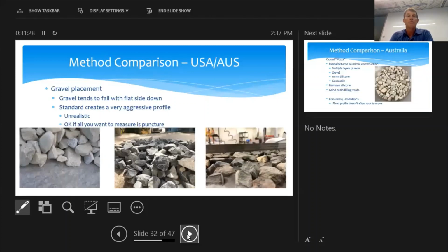So in terms of gravel placement, from a practical point of view, we noticed that when gravel was pushed out during the construction process, the gravel tended to fall with its flat sides down, which left the pointed sides up and exposed to the geomembrane. So any testing that you do with the geotextile or with the gravel points facing upwards creates a very aggressive profile compared to real life, which is fine if you're using the American method where they want to puncture the geomembrane, I guess.